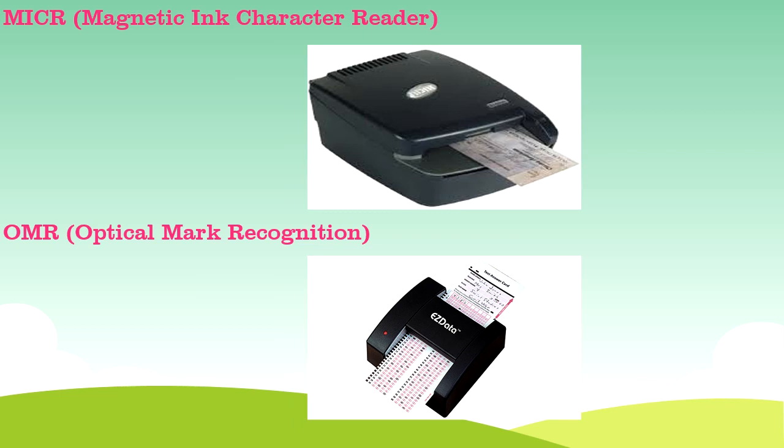MICR. MICR stands for Magnetic Ink Character Reader. It is a device that recognizes human readable characters printed on documents using special magnetic ink. It's mainly used in bank checks. Next one is OMR. It stands for Optical Mark Recognition. It is used for capturing human mark data from documents, mainly used in surveys, exams, etc.